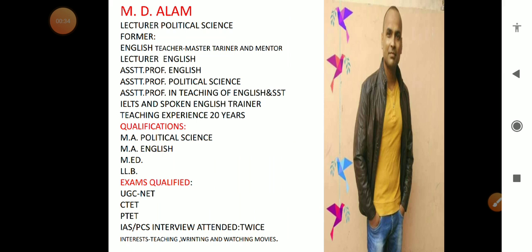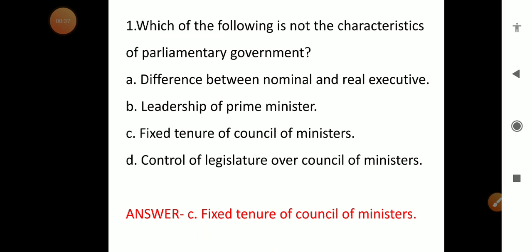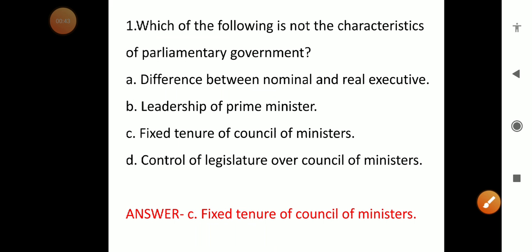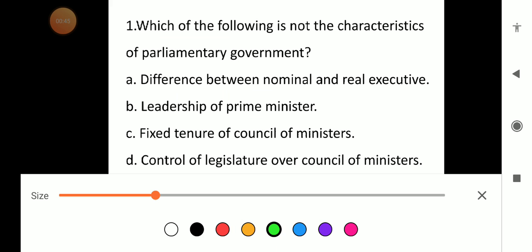This is the first question. We will discuss all the questions, and at the same time we will check the options properly and try to find out which one is the correct answer, right? So which of the following is not the characteristics of the parliamentary government?